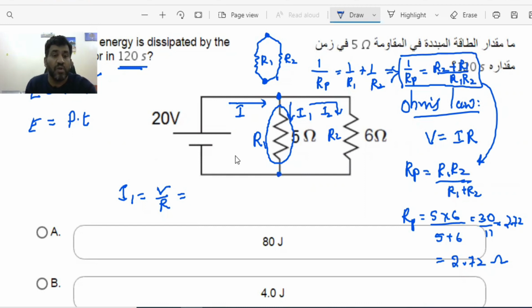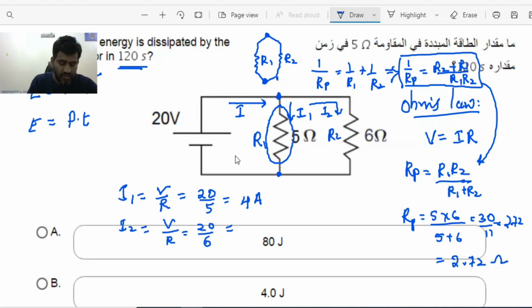So this is how you calculate the current across the 5 ohm resistor. That can be written as 20 divided by 5, that's going to be 4 ampere. This current I'm taking as I1. I2 is the current across the 6 ohm resistor. So that's going to be V divided by R, that is 20 divided by 6. So what value are we going to get?